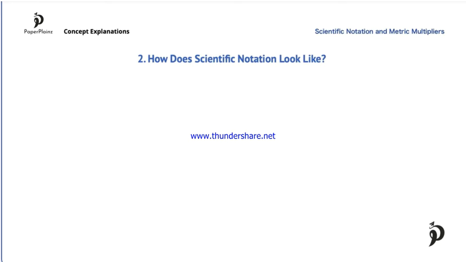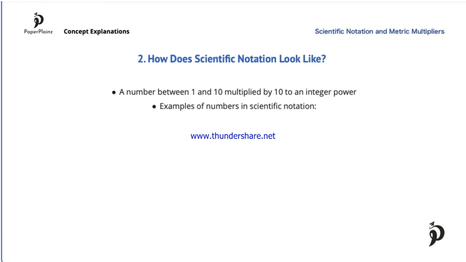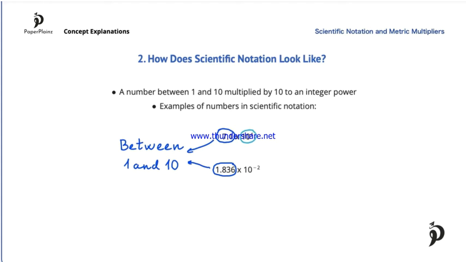Let's see what scientific notation looks like. Scientific notation is a number between 1 and 10 multiplied by 10 to an integer or whole number power. Let's see two examples of numbers that are written in scientific notation. You can see that both 7.1 and 1.836 are numbers between 1 and 10, and they are multiplied by 10 to the power of 4 and 10 to the power of negative 2 respectively. Note that both 4 and negative 2 are integers.